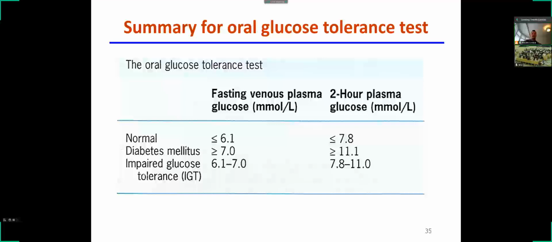Okay, why don't we take a short break here, and then we will finish it off with the second half.